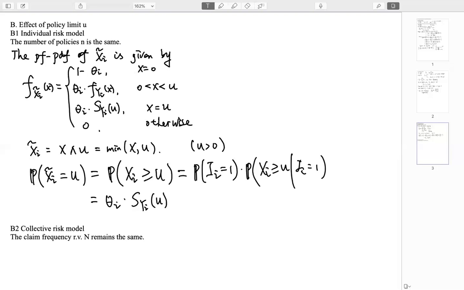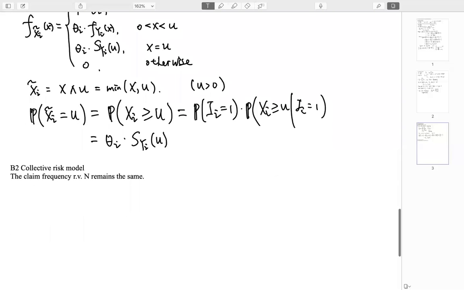The size obviously will change. The analysis for that is actually very simple. It's easier than the previous case.